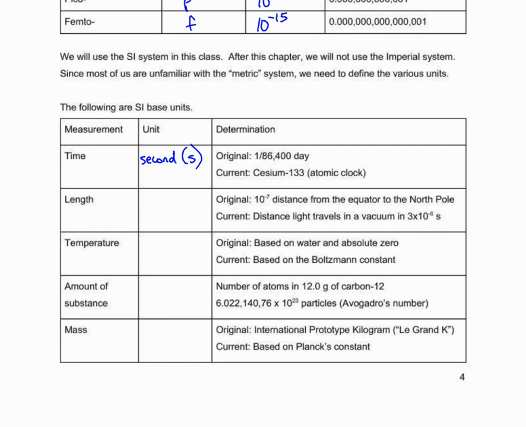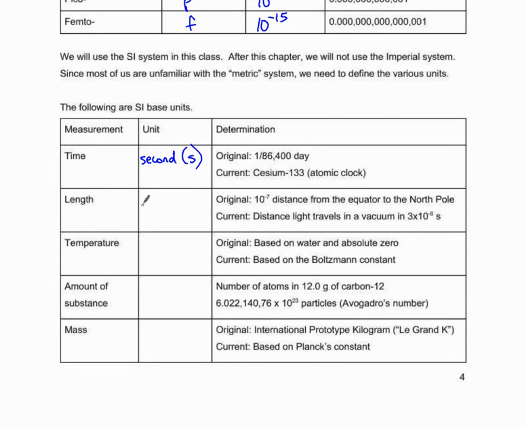The original determinations are over here. So originally, somehow they divided it up into 86,400 pieces of a day. The current one is based on the cesium-133 atom, and they measure its vibrations as it just sits there. And this is what's known as the atomic clock. You can look into that if you're interested. Atomic time is very accurate. It loses only seconds per millennia.